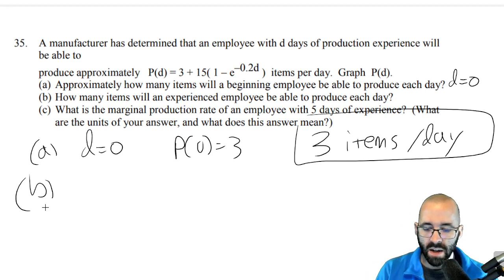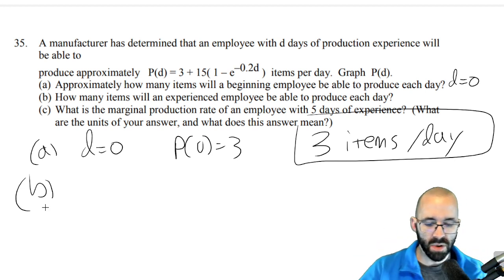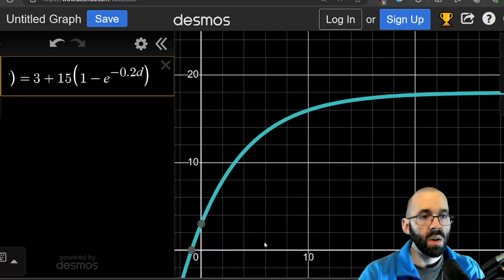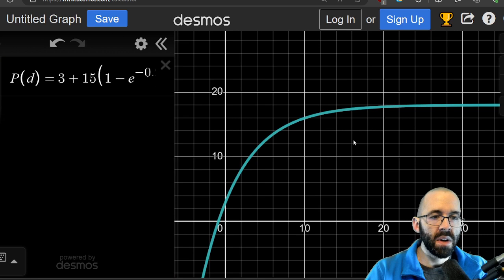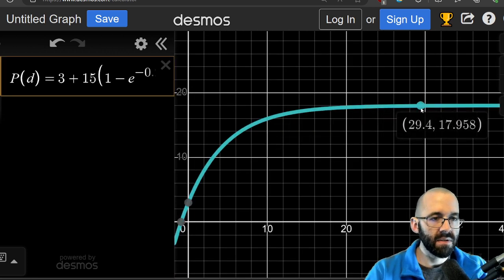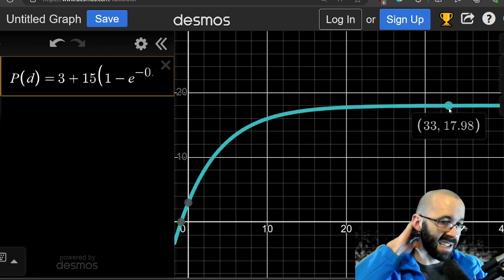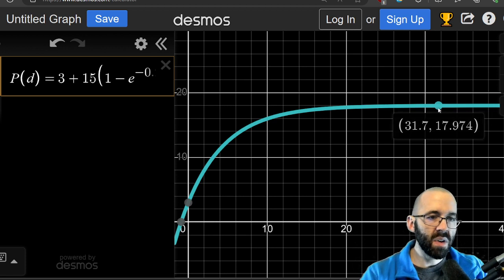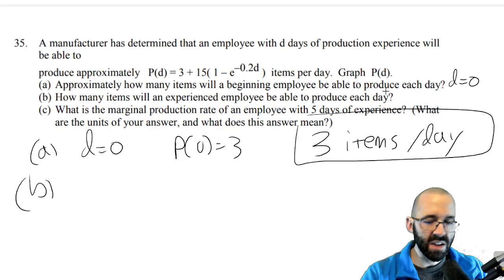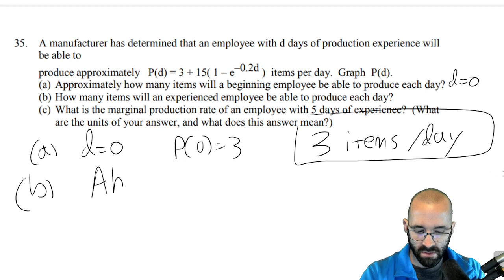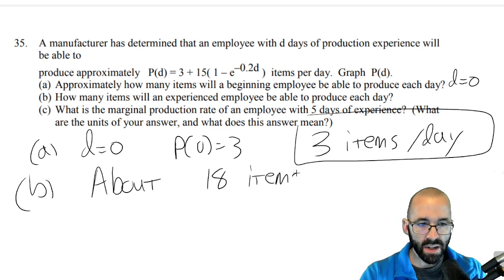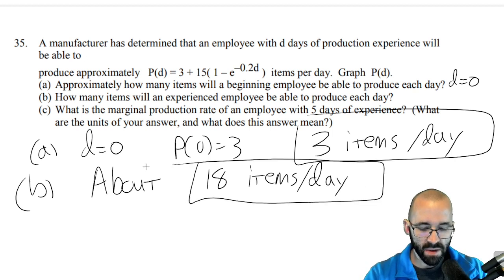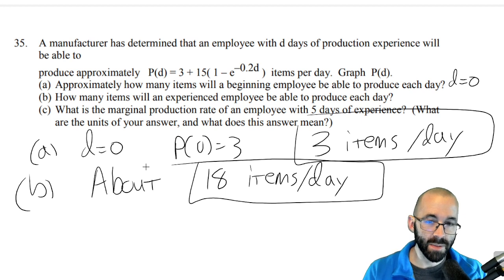B says, how many items will an experienced employee be able to produce each day? What is an experienced employee? It doesn't tell us. But notice what's happening to this graph. It's getting really close to 18. So if an employee has been doing this for a long time, they can probably get close to 18. About 18 items per day. And again, it's no surprise that the experienced person will be able to manufacture many more items.